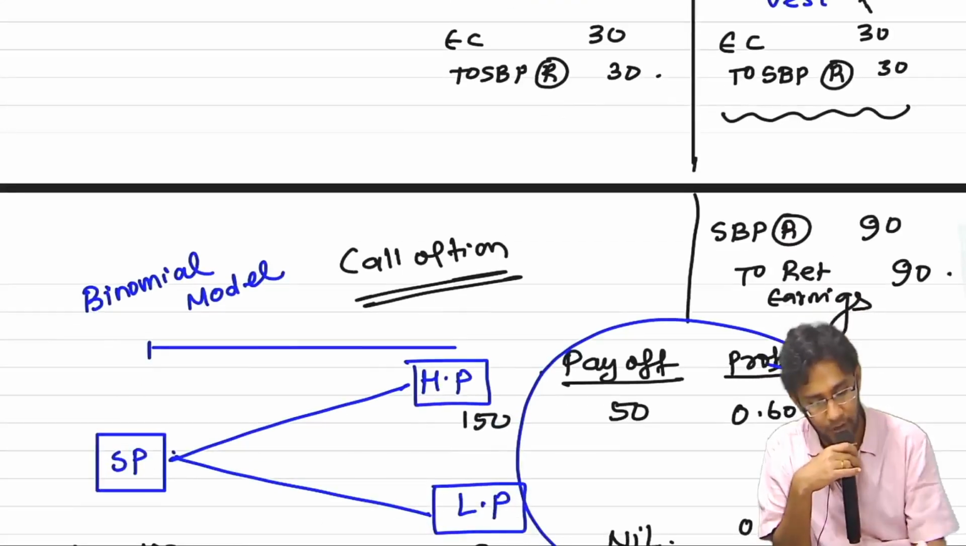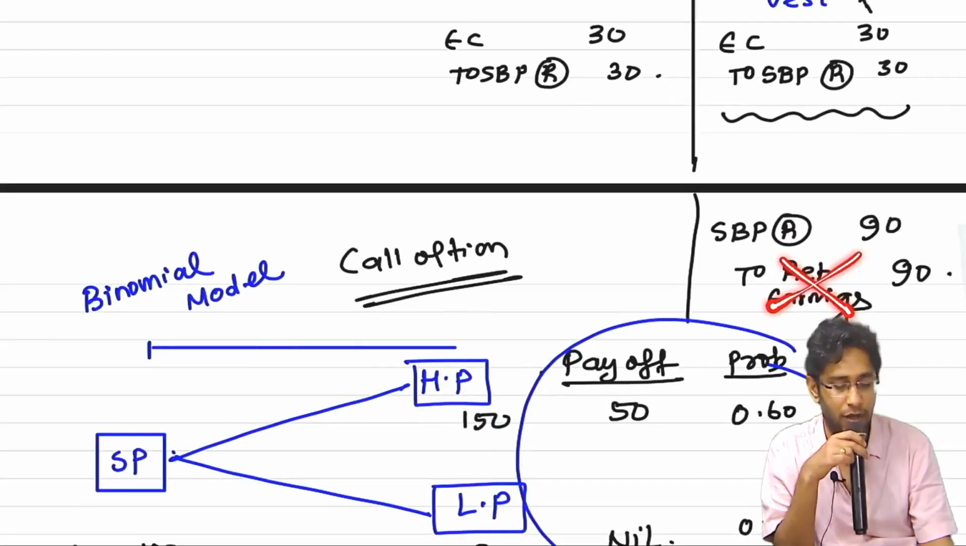Sir, one more doubt. Sir, why transfer to retained earnings? Why can't I credit to the P&L account?